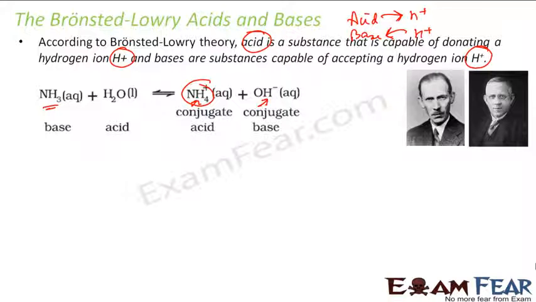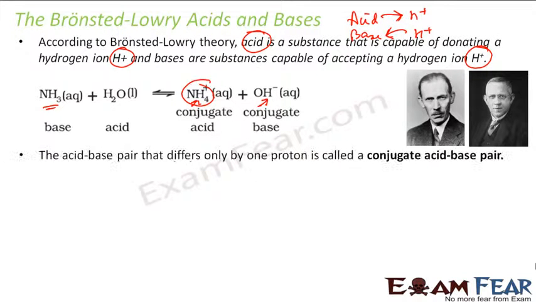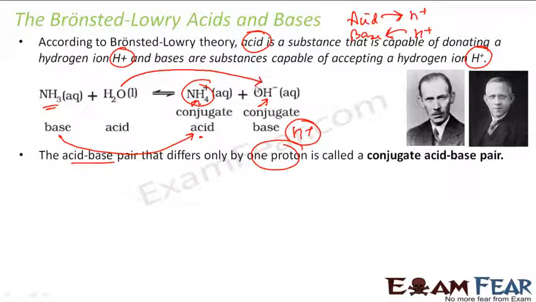And with this Bronsted and Lowry acid and base, the concept of conjugate acid and base also came. So what is conjugate acid and base? With the base, I get one conjugate acid, and it differs only by H plus ion. That's why I say the acid base pair that differs only by one proton, that is H plus ion, is called a conjugate acid base pair. So NH3 and NH4 plus is an acid base pair. Here also H2O and OH minus ion differ only by H plus. So they are also a conjugate acid base pair.